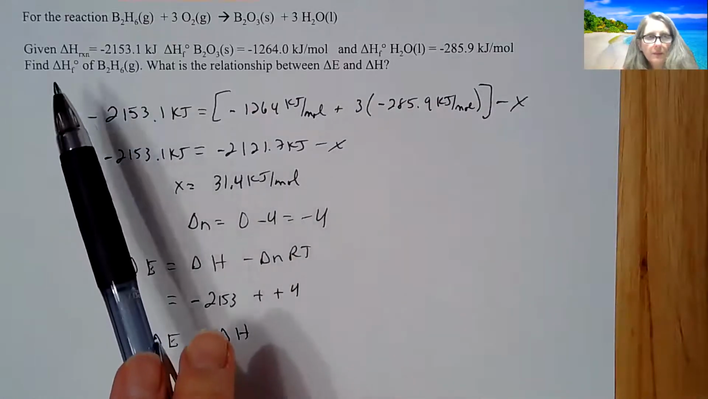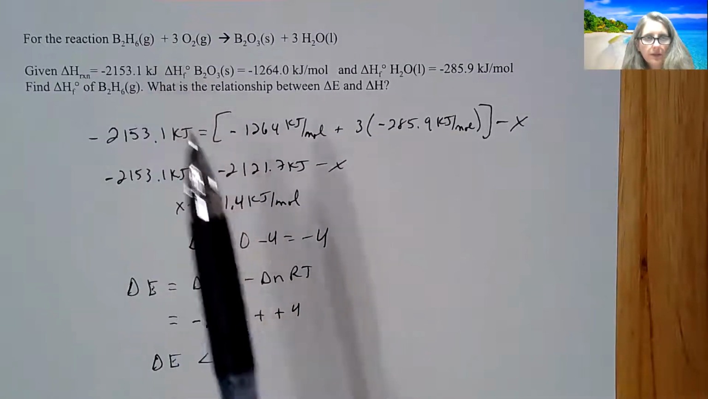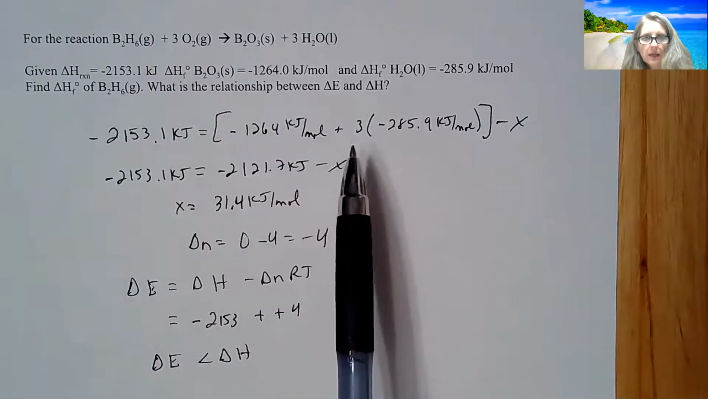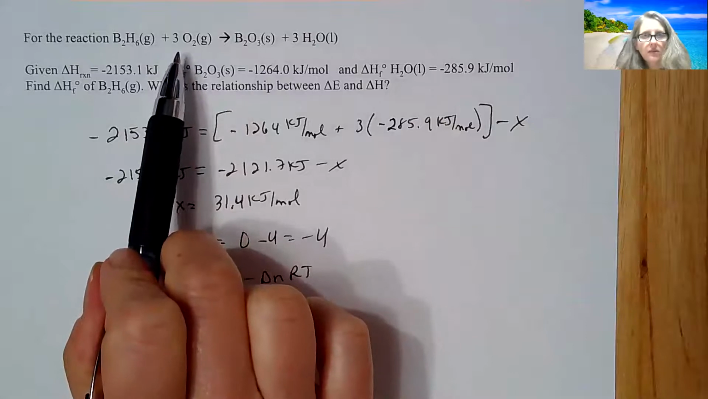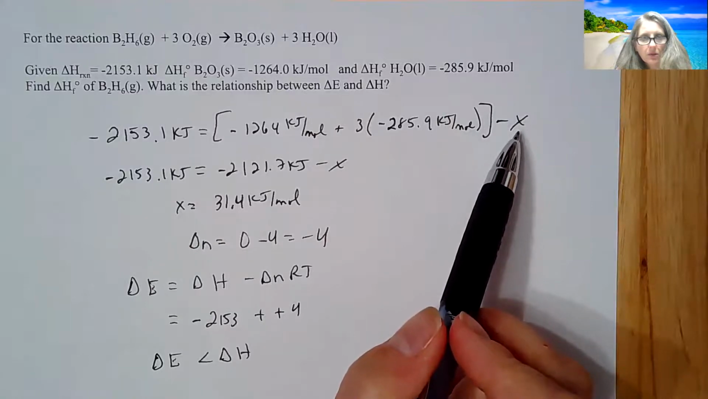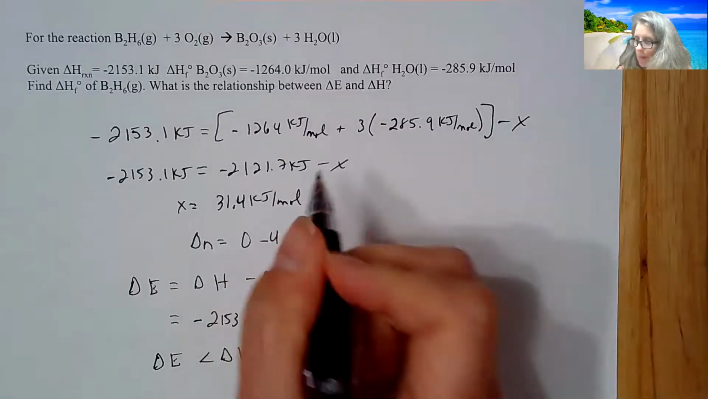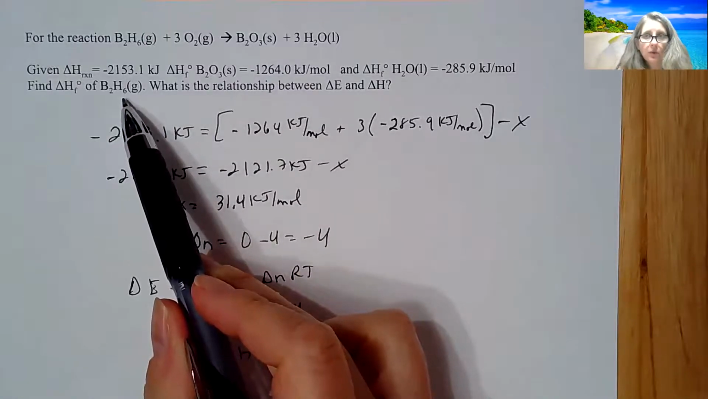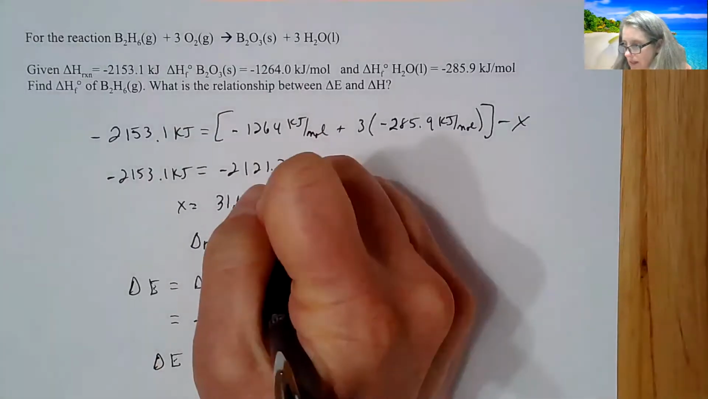Okay, so the first part of the problem is you had to find the missing B2H6 in this equation because you had everything else. So here is my heat of reaction. Here is my B2O3. I have 3 times the water molecule. And again, oxygen on the reactant side is an element, so it is 0. So then all I have is my missing reactant, which is X. So that comes out to be about 31.4 kilojoules per mole, because when B2H6 is formed from its elements of B and H, it's going to be an endothermic process, so it is a positive number.